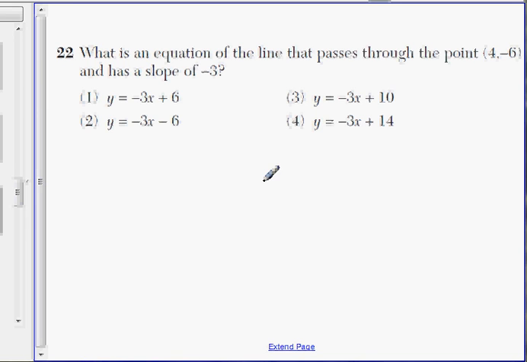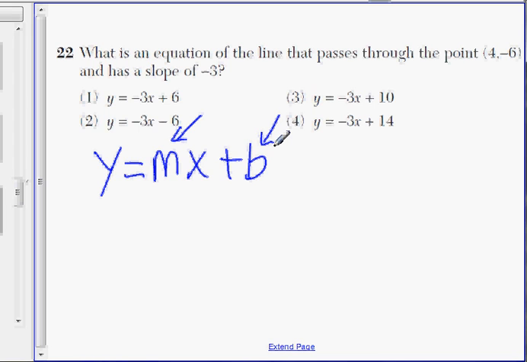Question number 22. What is the equation of a line that passes through the point (4, -6) and has a slope of -3? For this question, you need to know the formula for a line. The formula for the line is y equals mx plus b. This is the standard form. We need to replace the m with the slope and the b with the y-intercept.